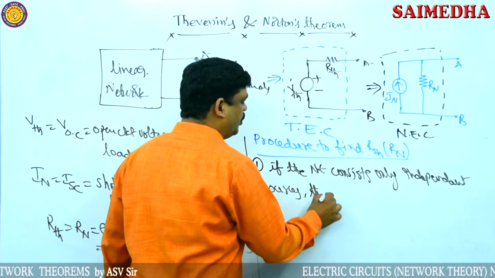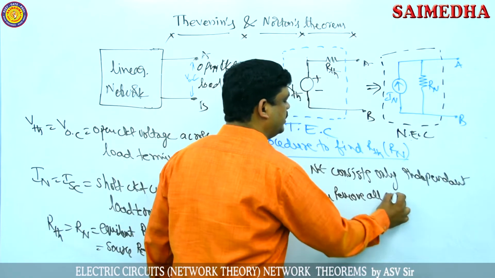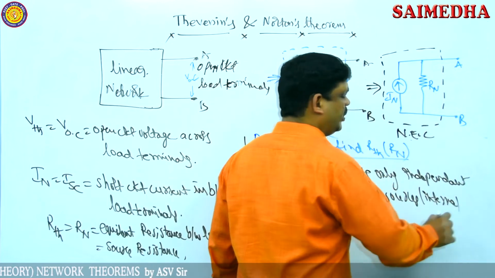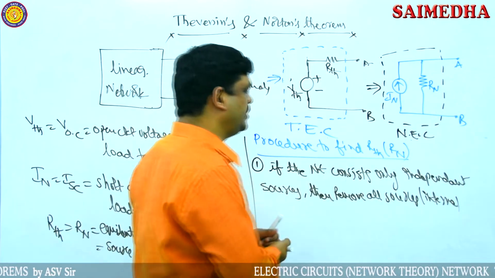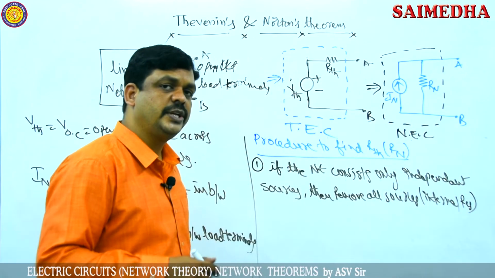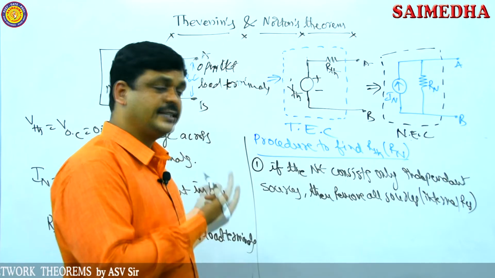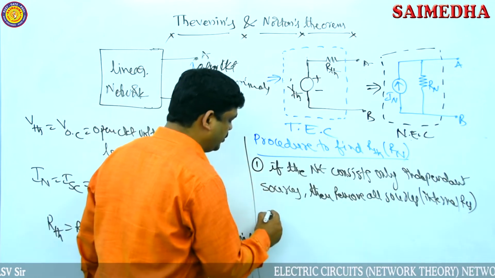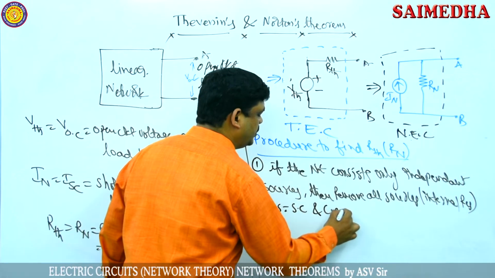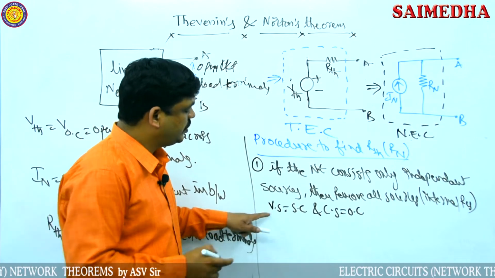then remove all the sources. Remove does not mean complete elimination; the internal resistance of the sources is applied. The voltage source internal resistance is 0, so it is short circuited. The current source internal resistance is infinity, so it acts as an open circuit. So remove all the sources: voltage source is short circuited and current source is open circuited. Just remember, I am writing these short forms clearly here: voltage source is short circuited.